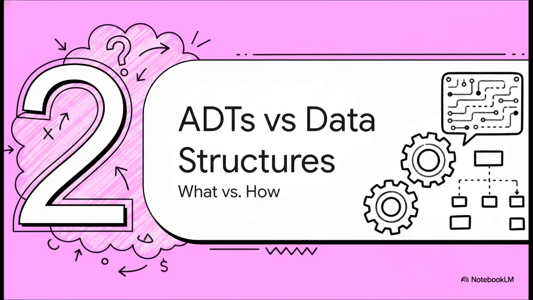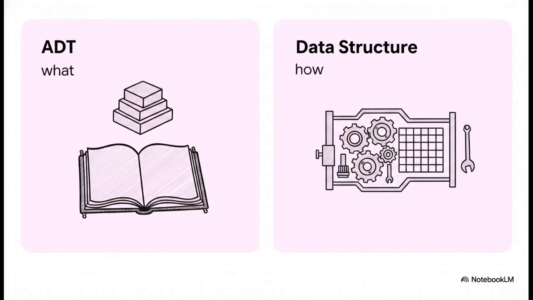Moving right along to Section 2, ADTs versus data structures. This is the classic what versus how. Okay, this is where students usually get tripped up. The big divide between what a structure does and how it's built. Think of the ADT as the what. Take a stack, for example. A stack simply says, hey, whatever goes in last comes out first.